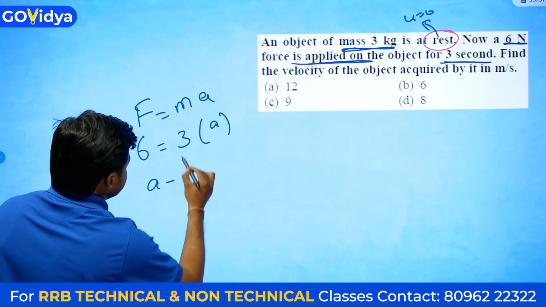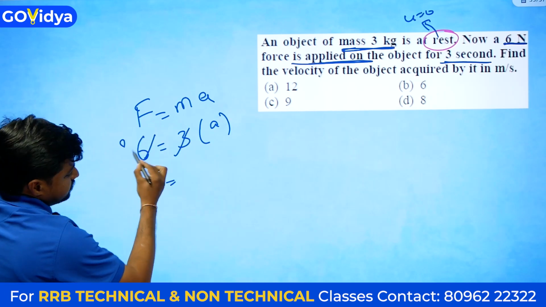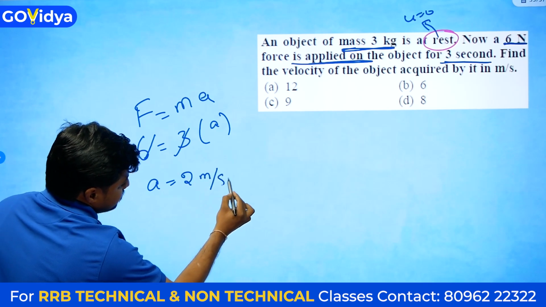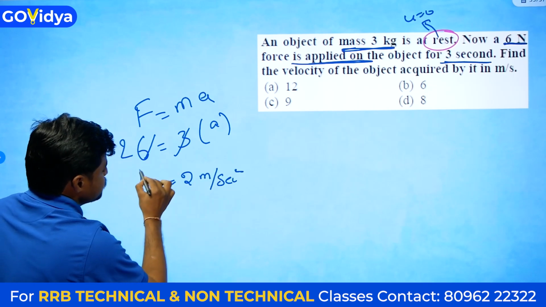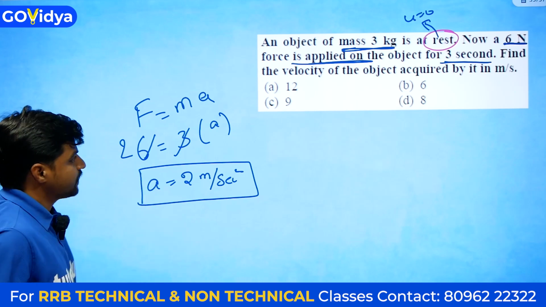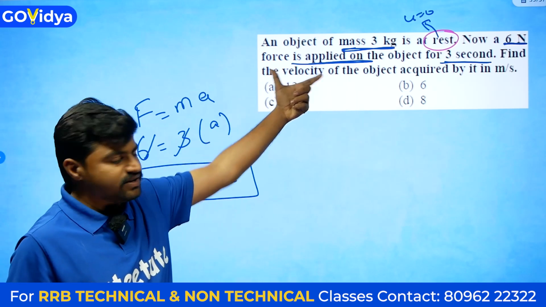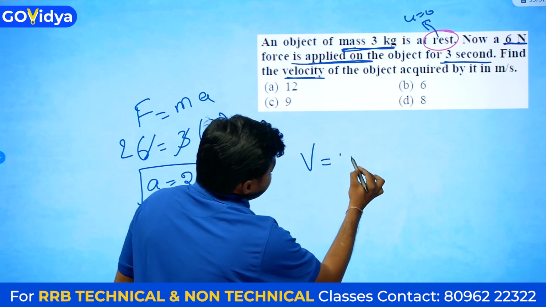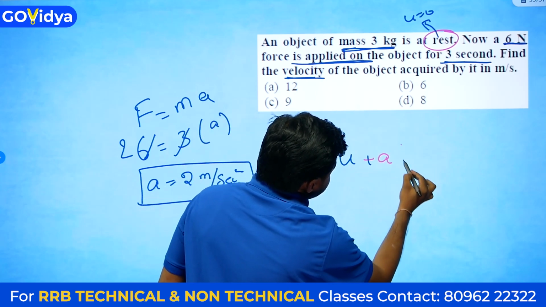A is equal to 3 1 ja, 3 2 ja. Okay, acceleration is equal to 2 meter per second square. Okay, next we have to find velocity. We know that velocity is equal to v is equal to u plus at.